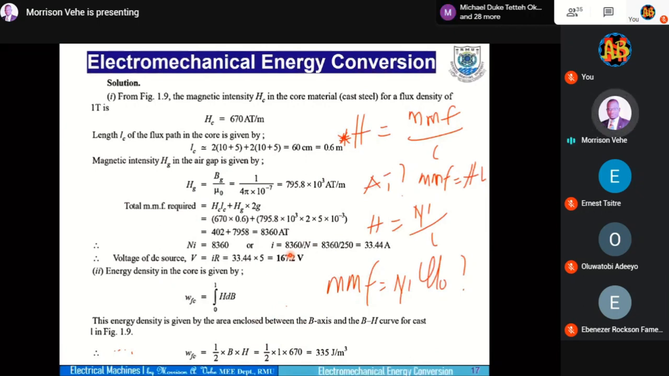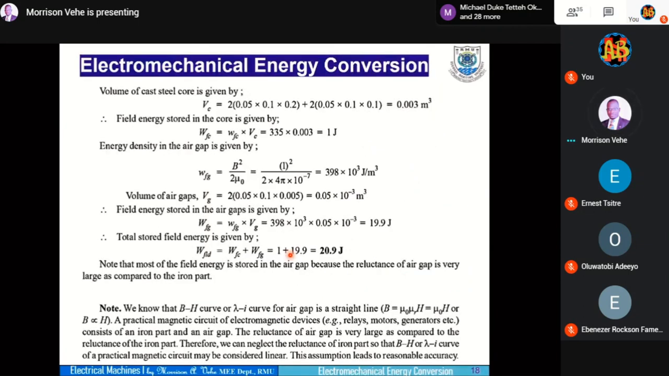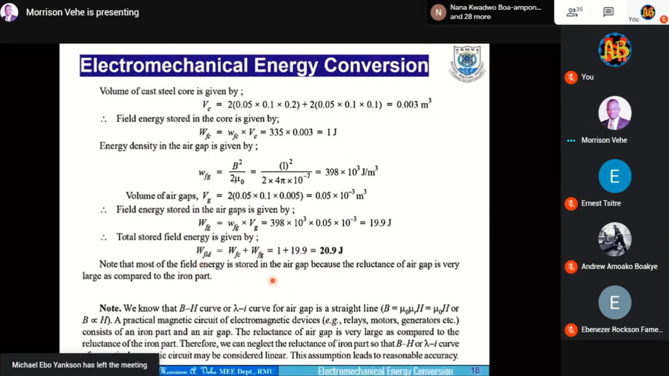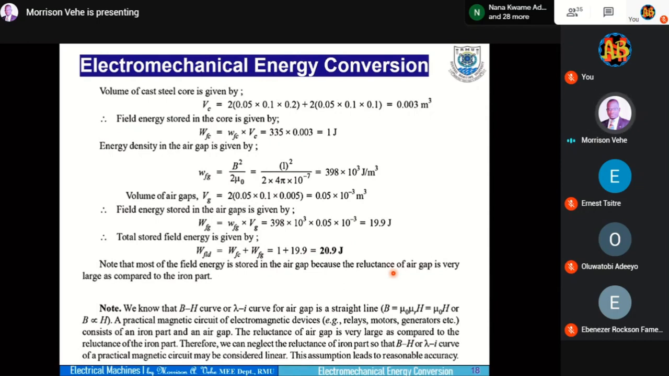All right, so I'll look at it, and you appreciate what it is that we have done there. Basically, if all is done, we'll be able to establish 20.9 joules, if we go through it step by step. All right. And what I was saying is that we also have some stored energy in the air gap.